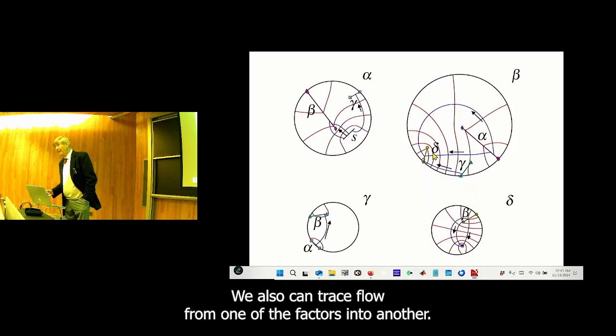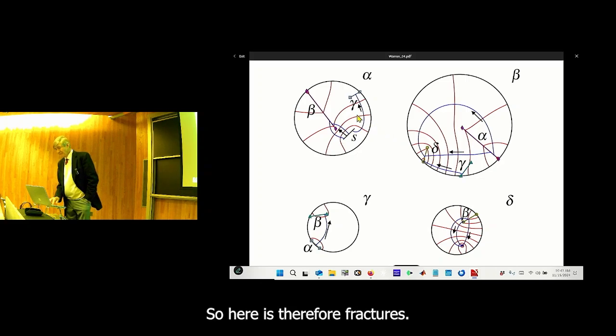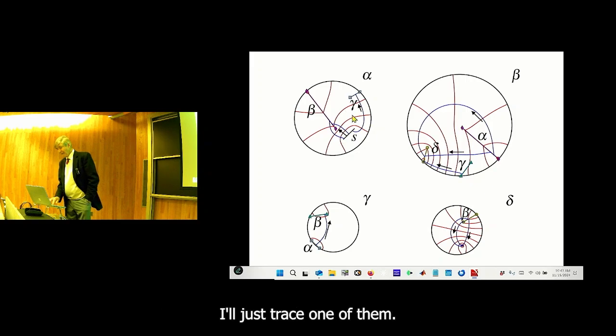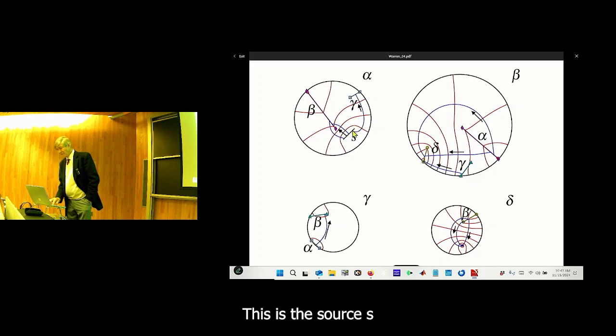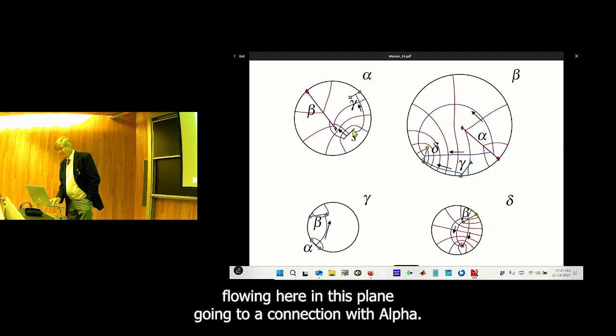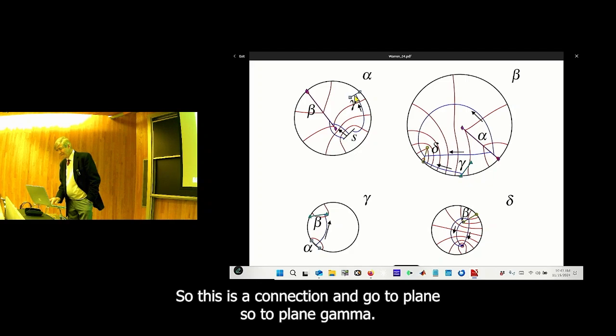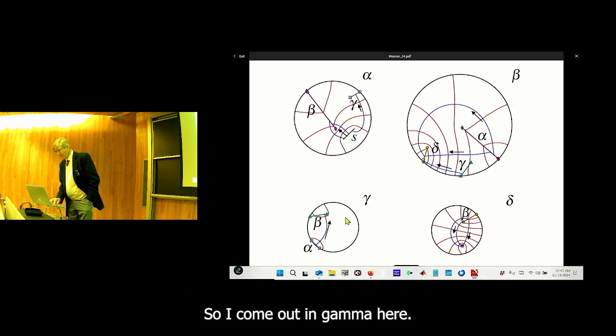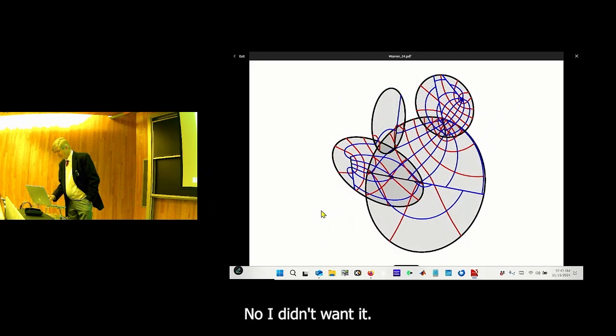We also can trace flow from one of the fractures into another. So there are four fractures, and I labeled them alpha, beta, gamma, and delta. I'll just trace one of them. This is the source, S. Water going from S is flowing here in this plane, going to a connection with alpha, so this is a connection. And I go to plane gamma, so I come out in gamma here. Then I hit this intersection with beta. No, I didn't want that.